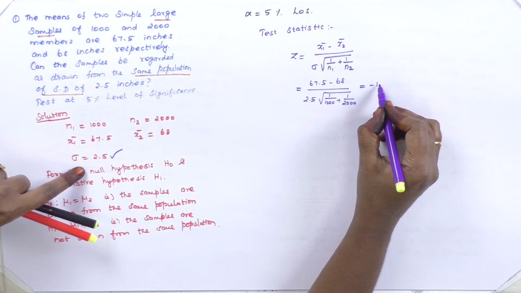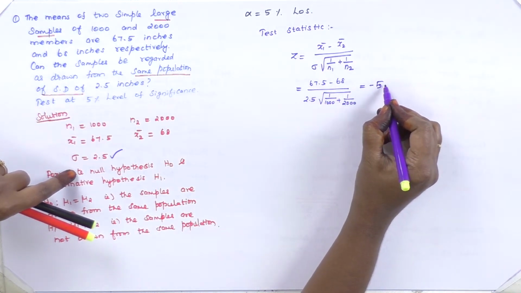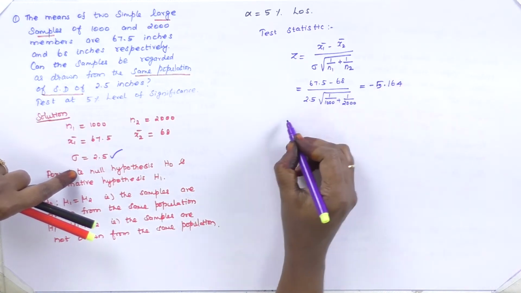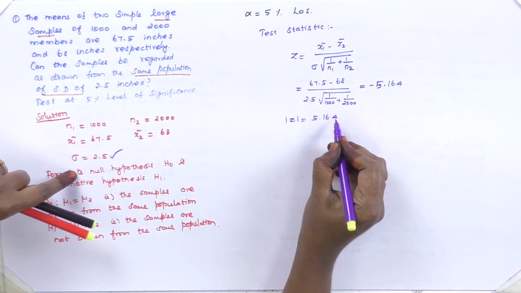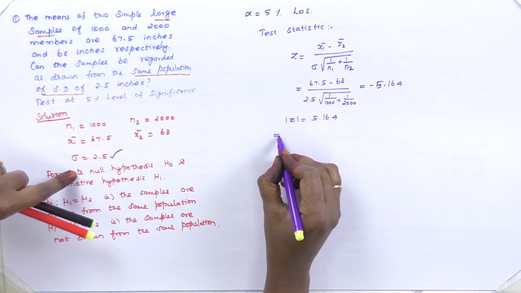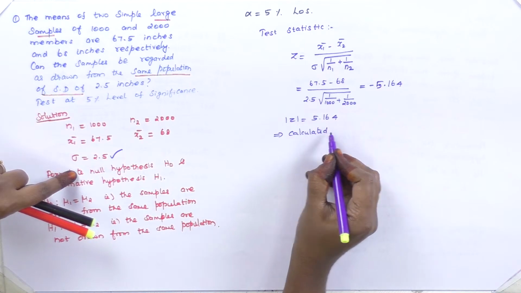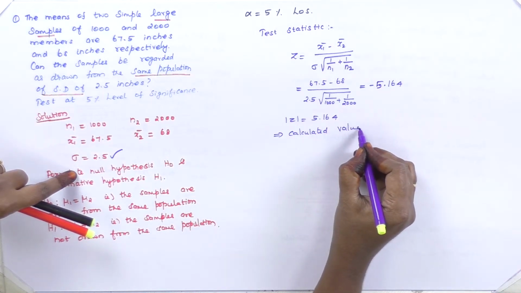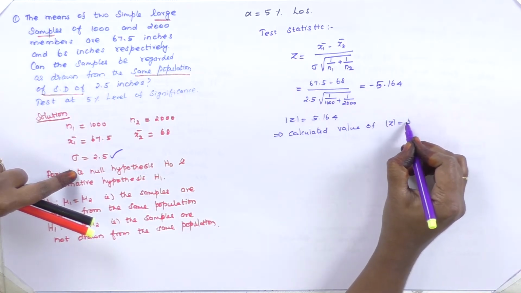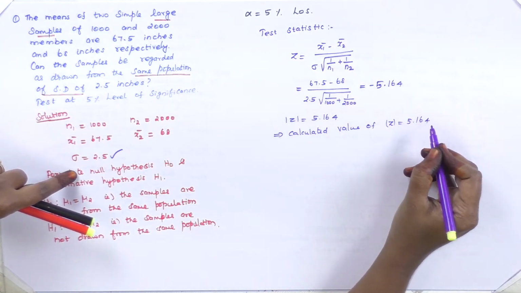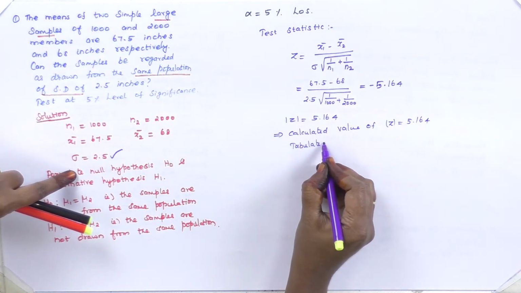We get the answer by using a calculator. We simplify this, we get the answer 5.164. That is, modulus z value is 5.164. That is our calculated z value. Calculated value of z is 5.164.